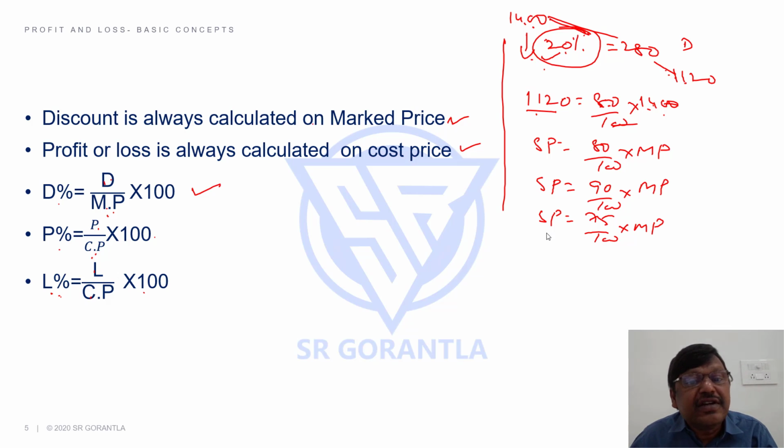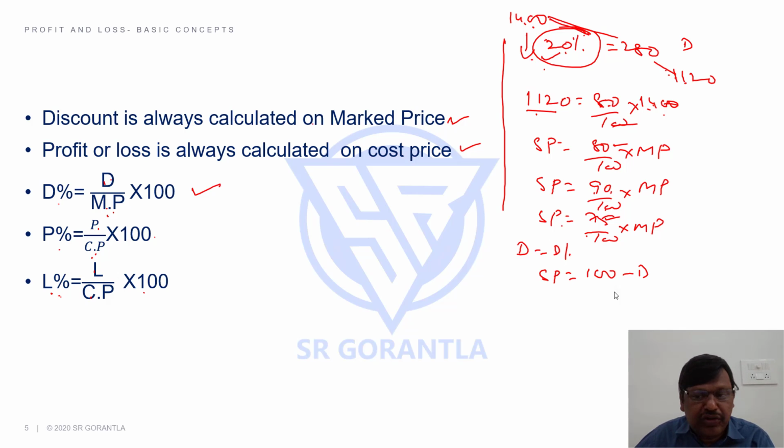If I give you D% discount, come again: 10% less means 100 minus 10, 90. 20% discount means 100 minus 20, 80. If there is a discount of 25%, it is 75%. If there is a discount of D%, what is my selling price? Selling price is 100 minus discount, by 100, into market price.